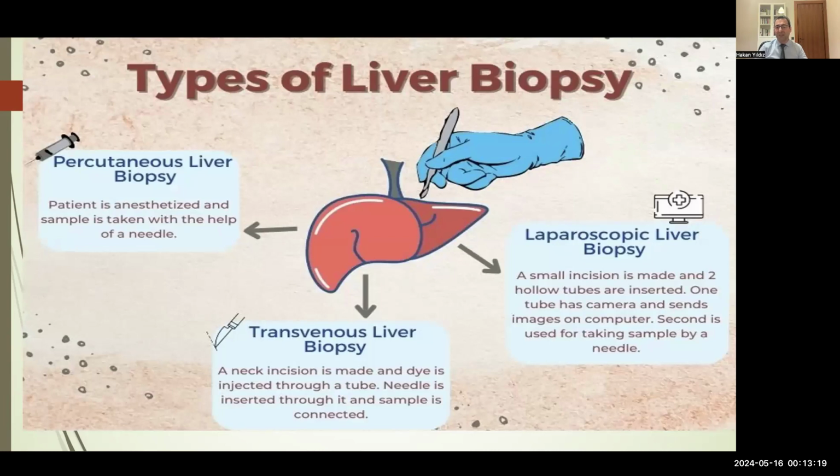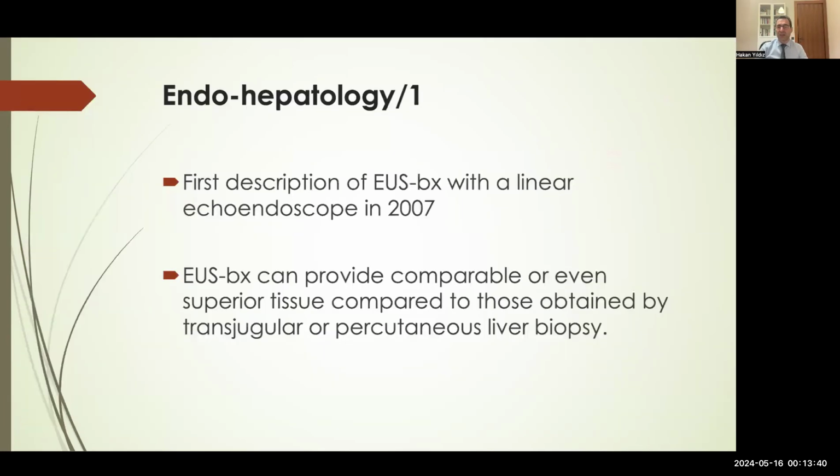There are 3 main biopsies: percutaneous liver biopsy, transvenous liver biopsy, and laparoscopic liver biopsy, and we use the percutaneous liver biopsy in the majority of cases. But EUS is very efficient because we can see the lesion, we take the sample clearly, and if there is any vessel we can describe it.